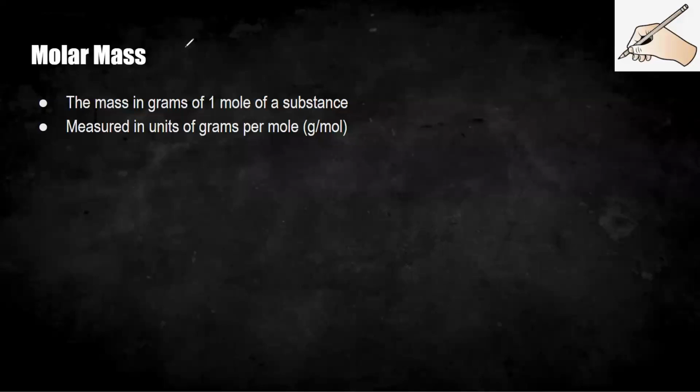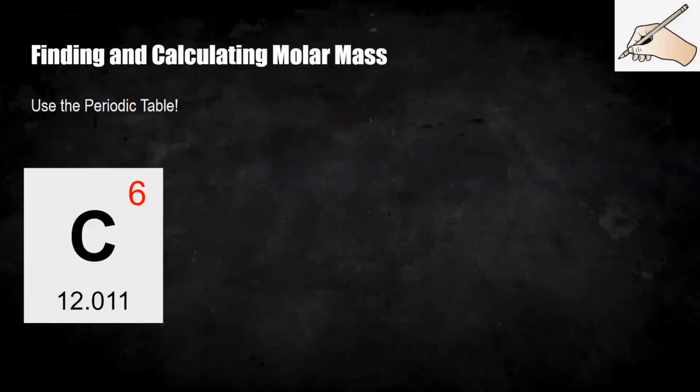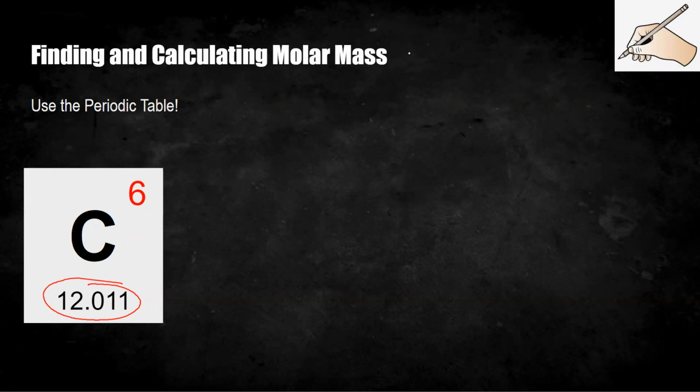Now, if we wanted to find the molar mass of any element on the periodic table, we would simply look to this number. So this small number on the bottom of any box on the periodic table of an element is its molar mass. Now you might be thinking that's kind of odd because I learned that this was also the atomic mass. Well, I can tell you that it is actually both.